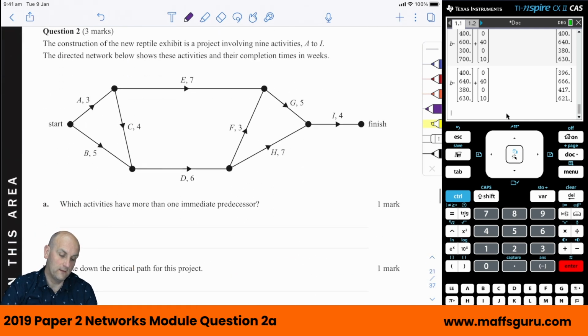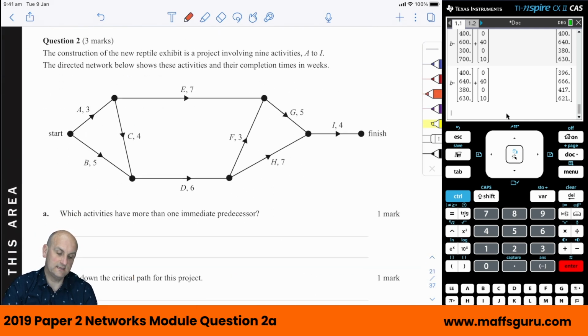Ka-ching. The construction of the new reptile exhibit is a project involving 9 activities A to I. The directed network below shows these activities and their completion time in weeks. Which of these activities have more than one immediate predecessor? Okay, so if we look at this, that's got 2 immediate predecessors, that has 2 coming off of there, and G has too. So I think it's D, G, and I.